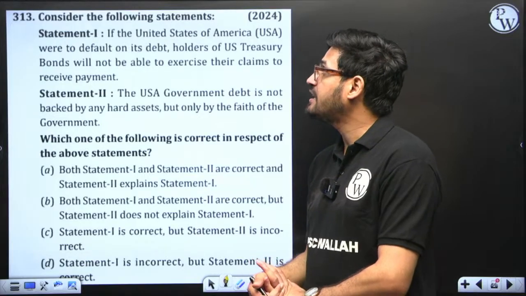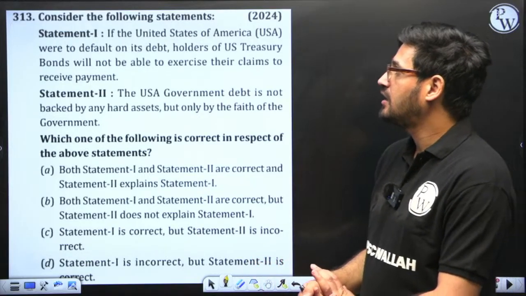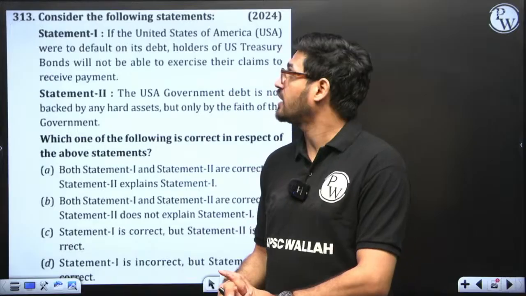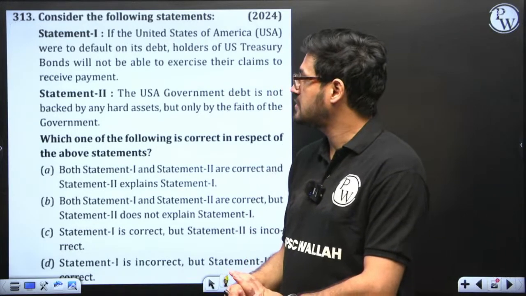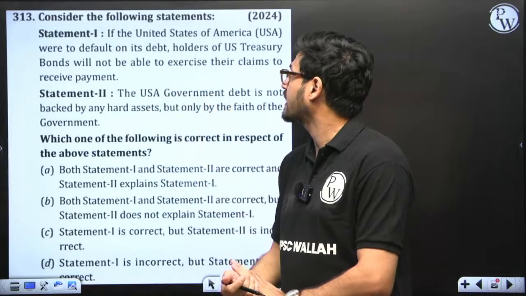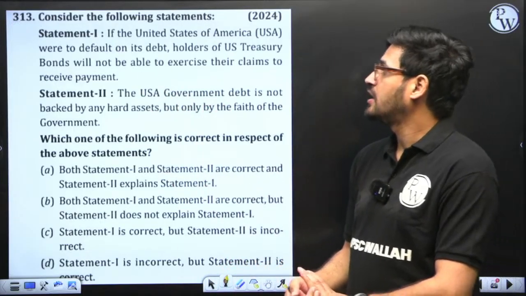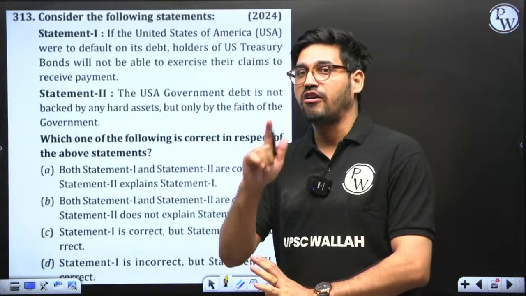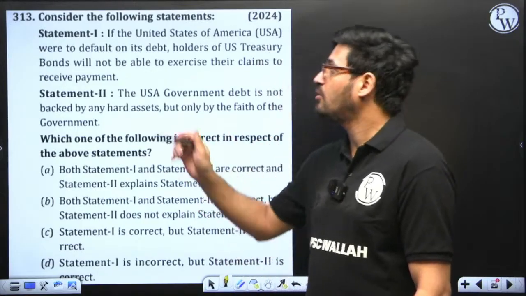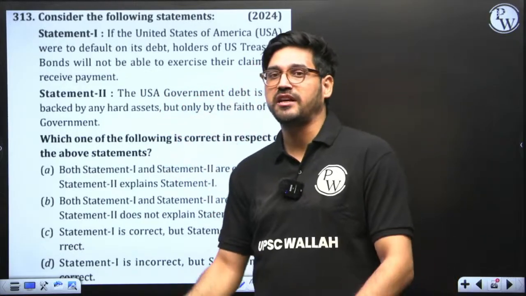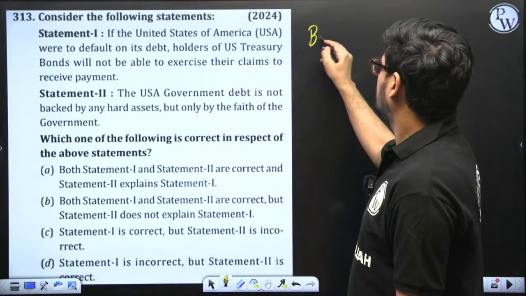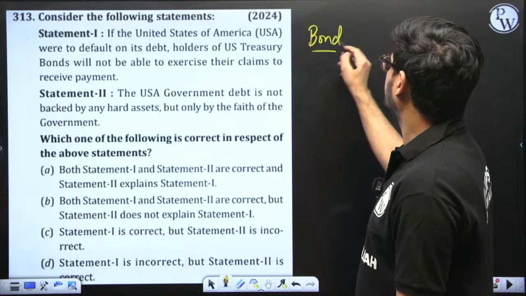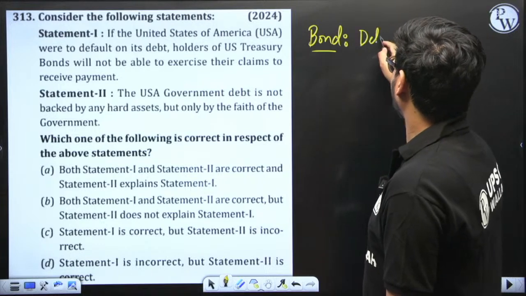Statement 1 says, if the United States of America were to default on its debt, holders of US Treasury bonds will not be able to exercise their claims to receive payments. Now, the first thing about this statement we should know is, regardless of it being treasury bonds or any other kind of bonds, a bond is a debt instrument.